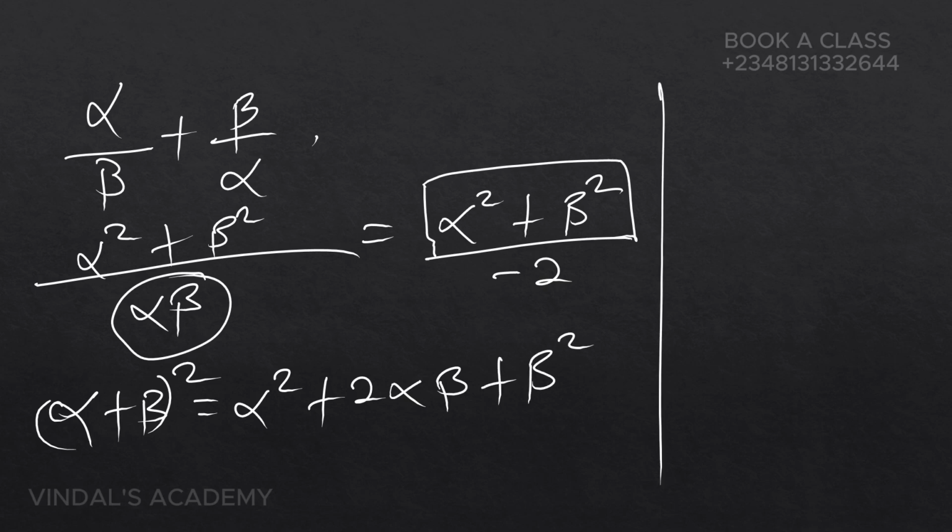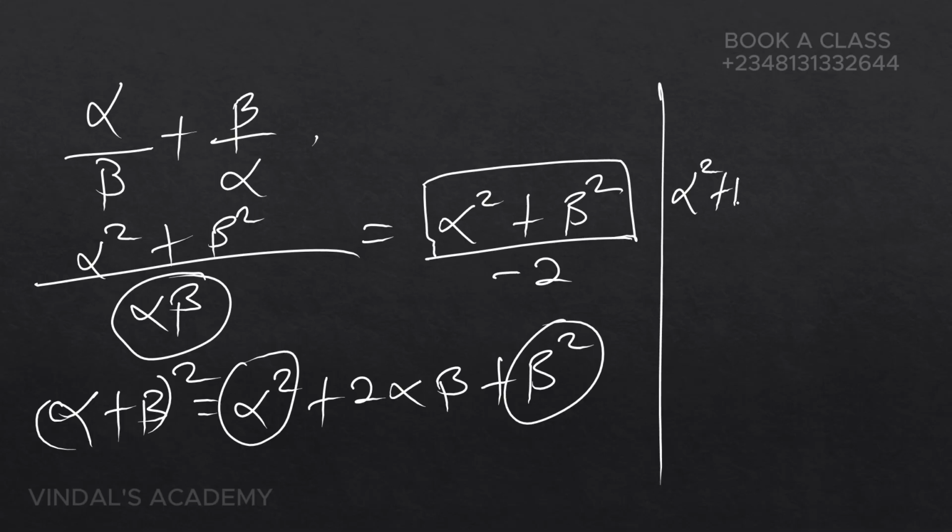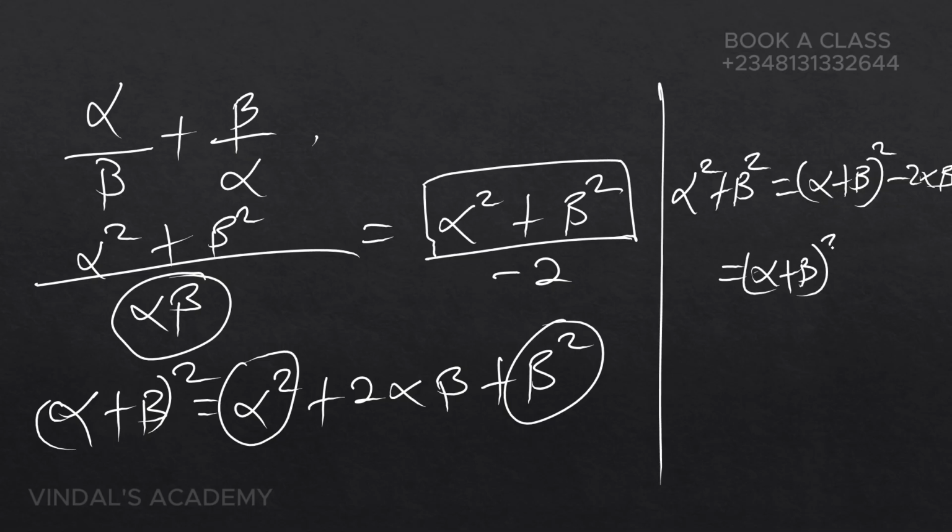So what I will do is make alpha square and beta square to be here. I will say that alpha square plus beta square is going to be equal to alpha plus beta squared minus 2 alpha beta. So the answer for alpha square plus beta square is going to be alpha plus beta all squared minus 2 alpha beta.